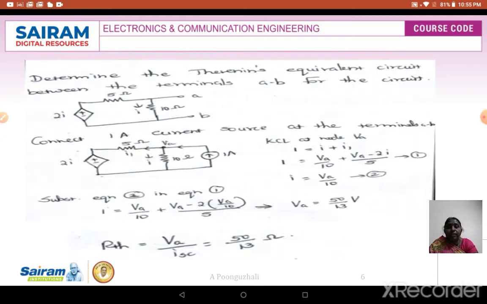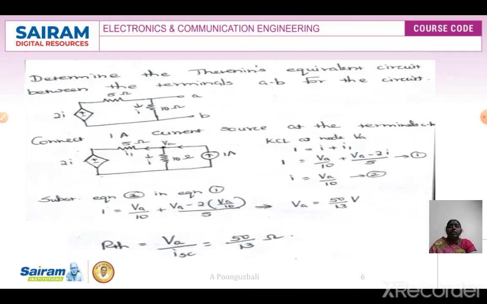Next method then. Next is to determine the Thevenin's equivalent circuit between the terminals A, B for the circuit. See, in this case there is only a dependent source, there is no independent source. That means we have to connect either a 1 amp current source or a 1 volt voltage source at the load terminals here. So first, I'll consider a 1 amp current source there.